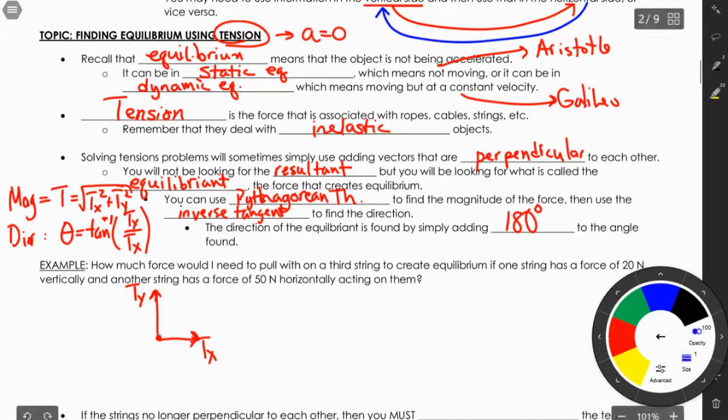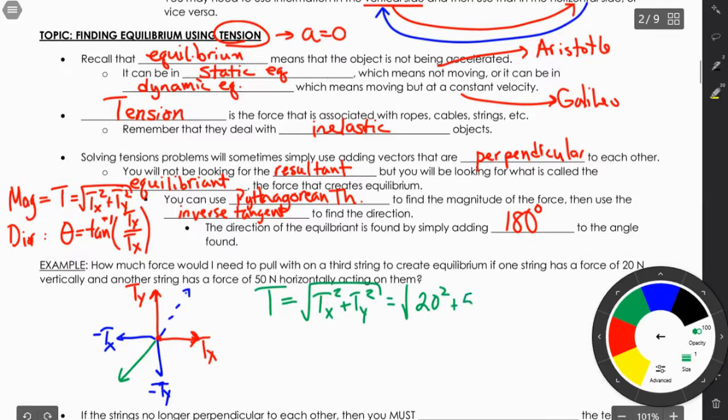Now, to create equilibrium, I really need to find negative Tx and negative Ty. Because if I found the resulting force right now, it's going to be a piece that goes this way, but I want that opposite piece. This is what I want. So I'm going to find the magnitude by doing the Pythagorean theorem. T equals the square root of Tx squared plus Ty squared, so that's the square root of 20 squared plus 50 squared.